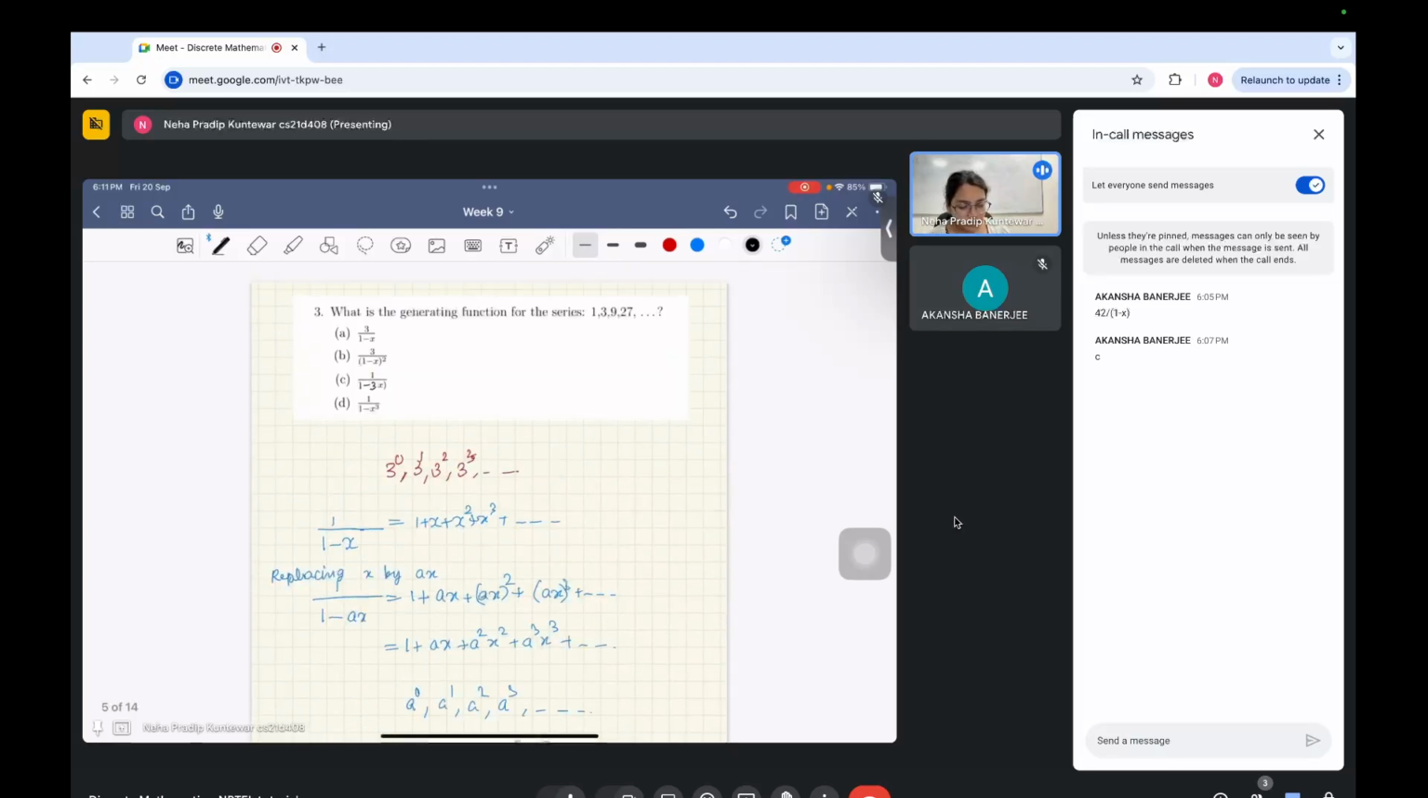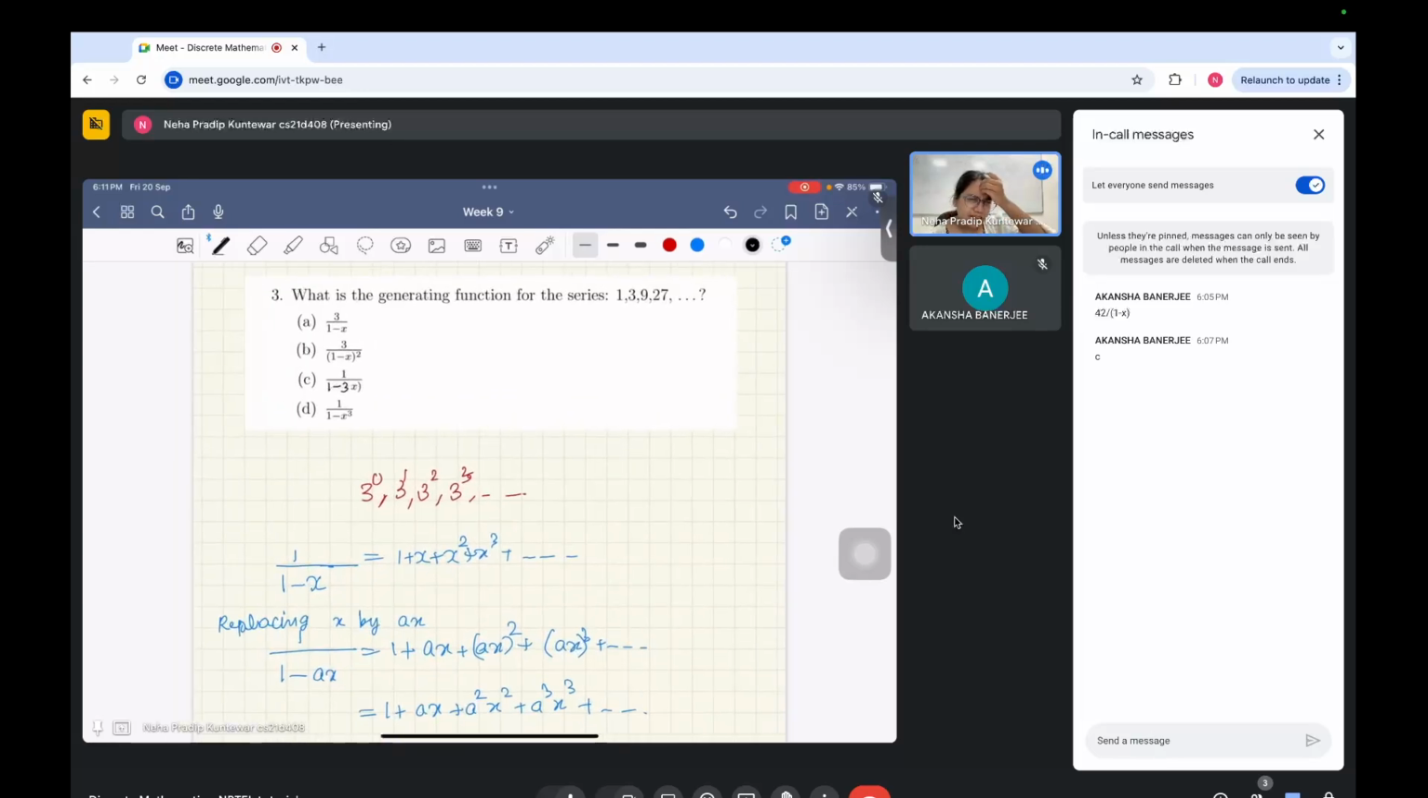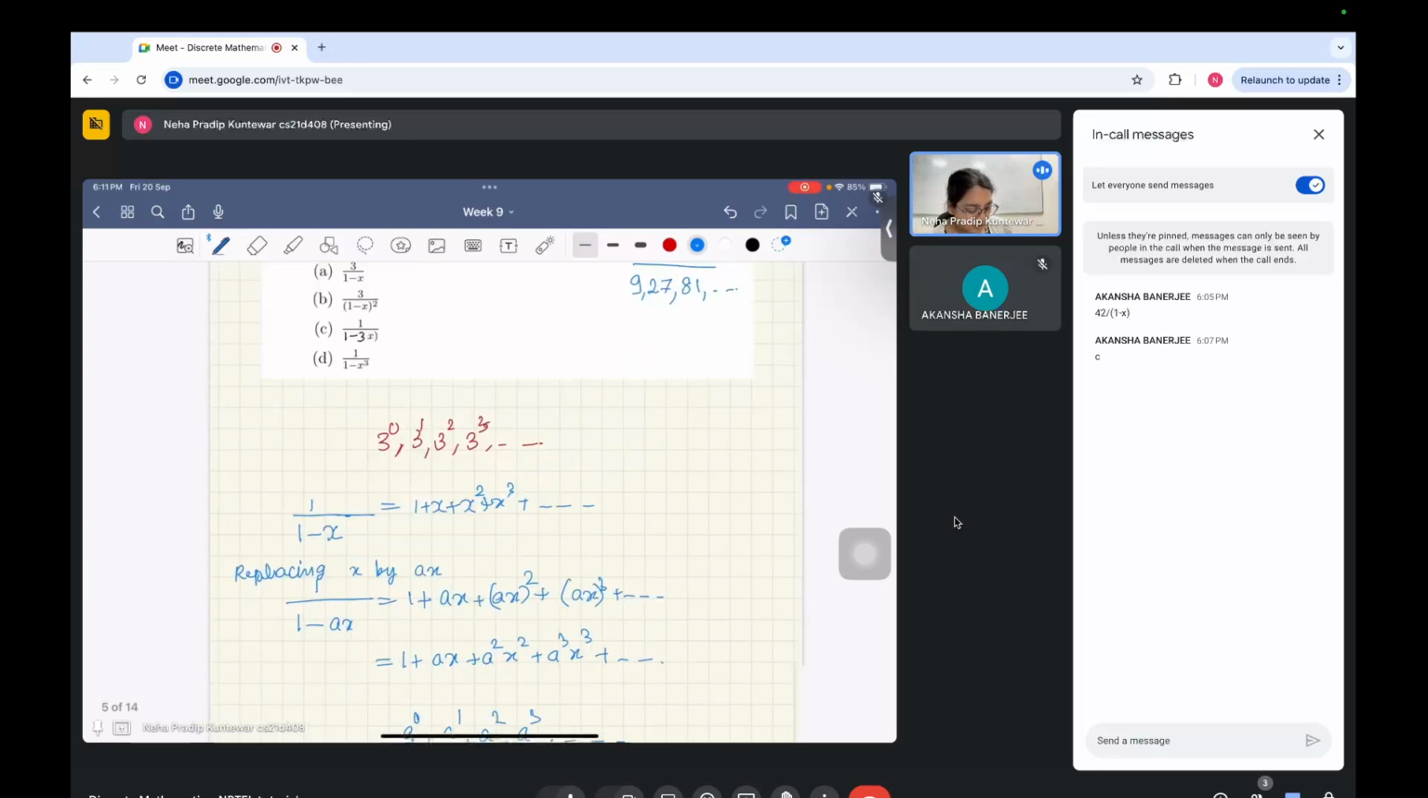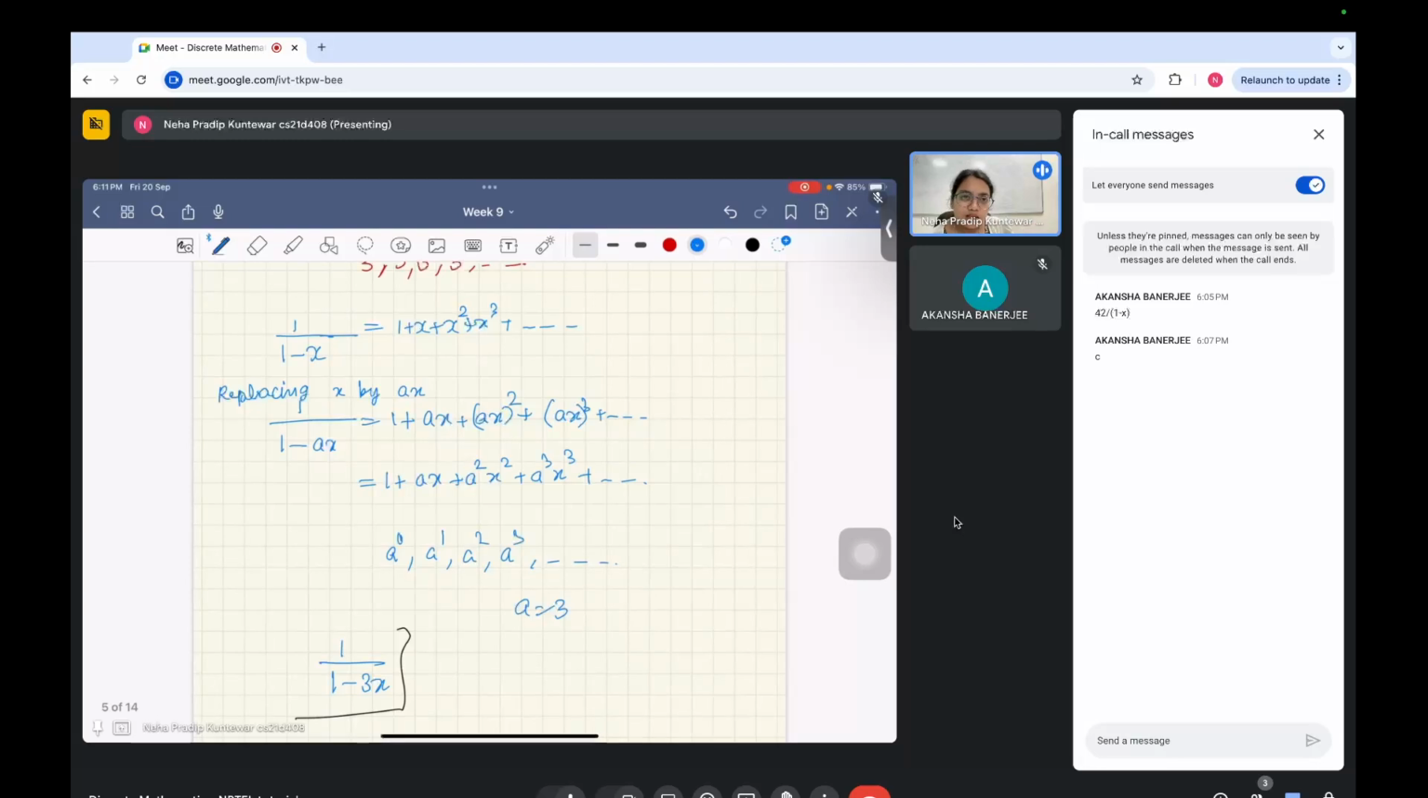Yeah, but okay, maybe if I just change the question slightly, and I don't want this sequence, but let's say I want 9, 27, 81 and so on. Then how would you change this generating function to get that?